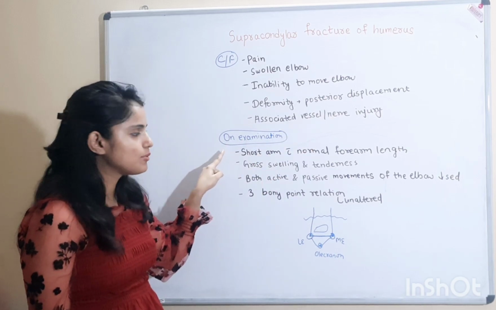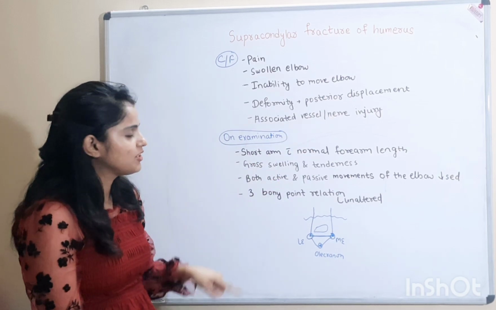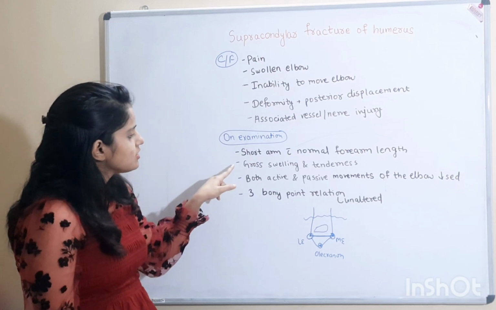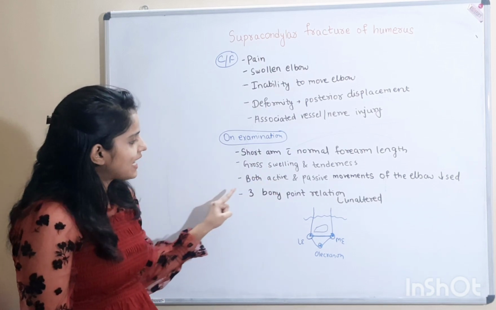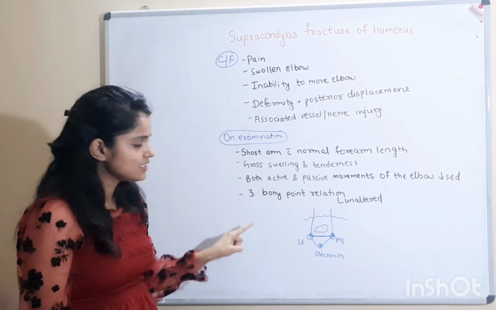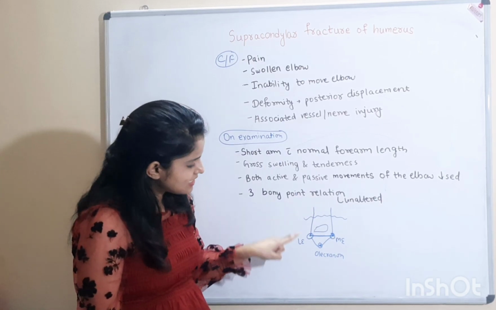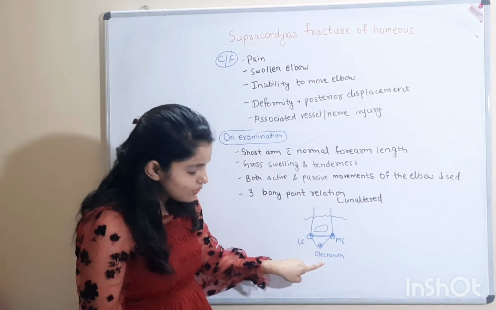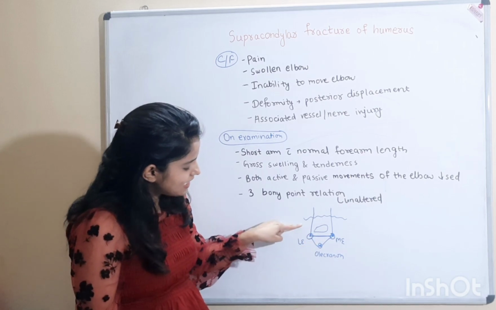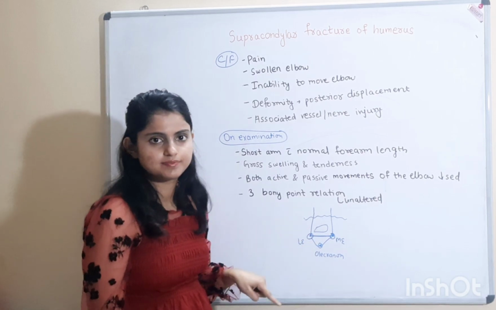On examination, there will be short arm with normal forearm length because fracture is in the arm, gross swelling and tenderness. Both active and passive movements of the elbow are decreased. Three bony point relation is unaltered because fracture is above the epicondyles: lateral epicondyle, medial epicondyle and olecranon. These are the three bony points and the fracture is above the condyles.